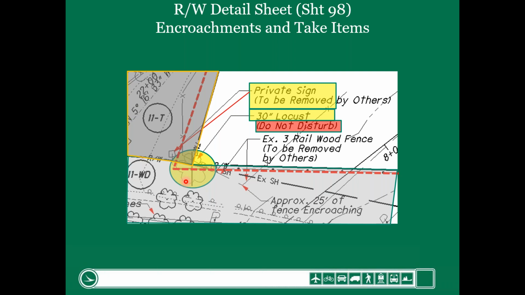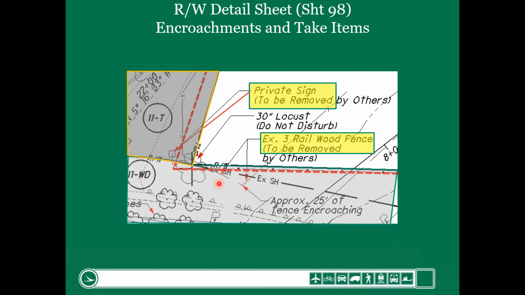The worst thing you could ever do is tell the property owner that you're saving their tree and it's marked in the construction plans with an X, and they get home from work one day and the tree's gone because the contractor took it out and you as the agent told them that it was going to be saved. So make sure you verify those things.